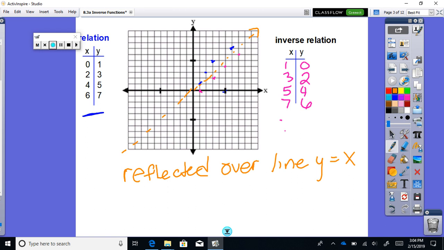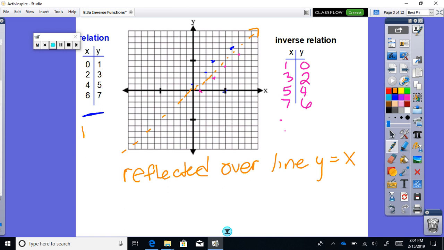Oh, I graphed the 0, 1 point wrong. That should have been right there. That's why it looks weird. So get rid of that point. All of these points then are reflected over that orange dash line. So an inverse is reflected over that line.